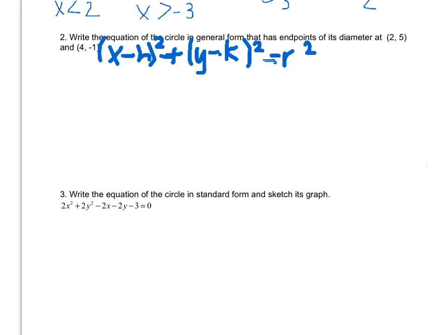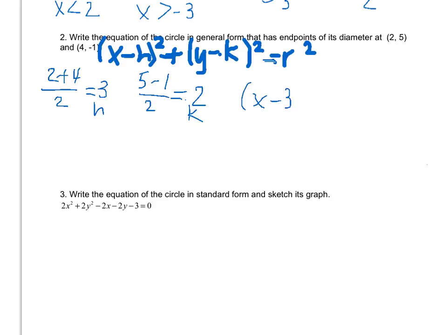So we are going to do the average of the x coordinates, which is 3, and the average of the y coordinates, which is 2. So now you've just found h and k. So far we have x minus 3 quantity squared plus y minus 2 quantity squared. Now we just have to find the radius. To find the radius, that would be the point in the middle of the circle. So you have two choices.